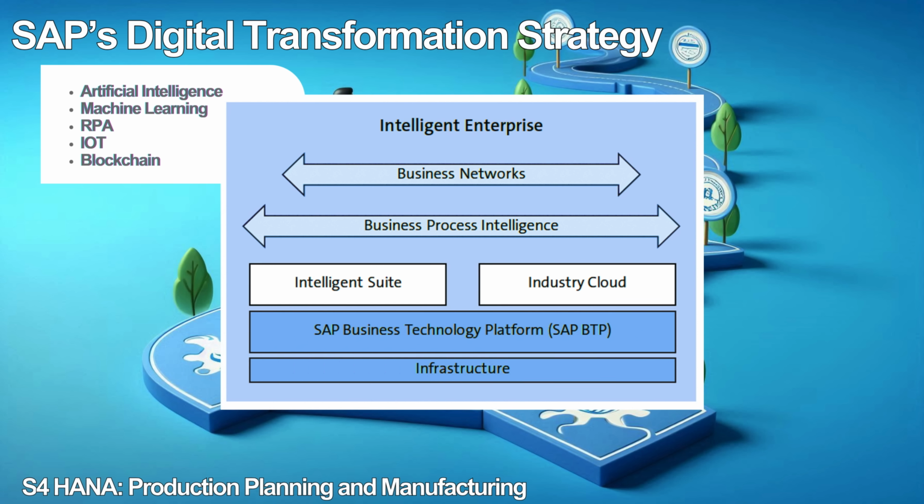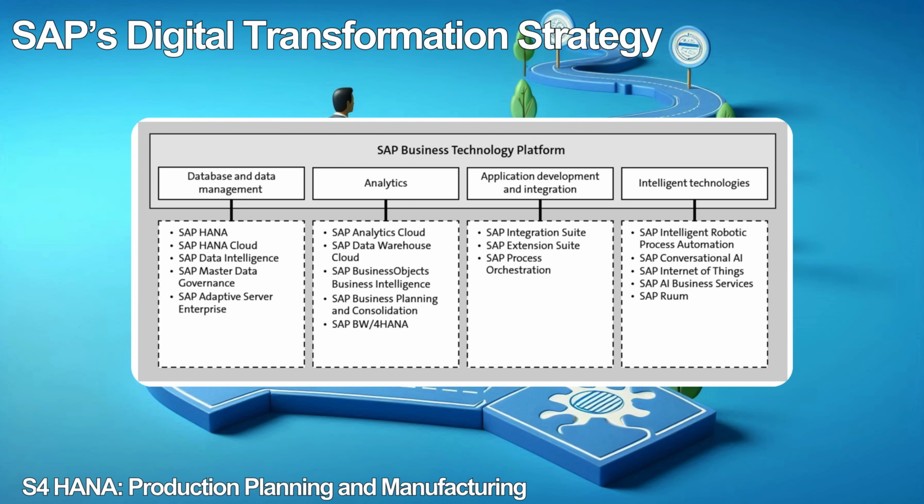3. Industry cloud, offering industry-specific solutions that integrate seamlessly with the digital core. 4. SAP Business Technology Platform, SAP BTP, the foundation that brings everything together. It includes database and data management, analytics, as well as application development and integration. Together, these components enable businesses to run smarter, faster, and more sustainably.